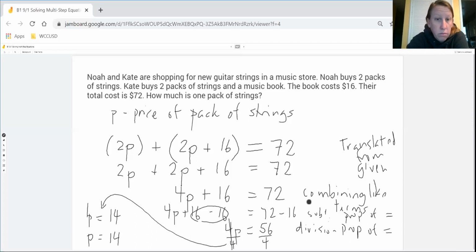Is that reasonable? $14 for a pack of guitar strings? I guess so. It's a little more than I was thinking, but I guess that's how much they cost. Yeah, it seems reasonable. So 2 times 14 is 28. 2 times 14 is 28. 28 and 28 is 56. 56 and 16 is 72.